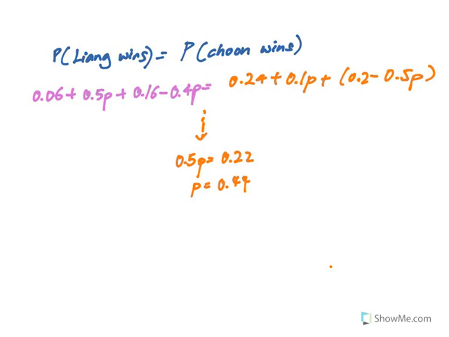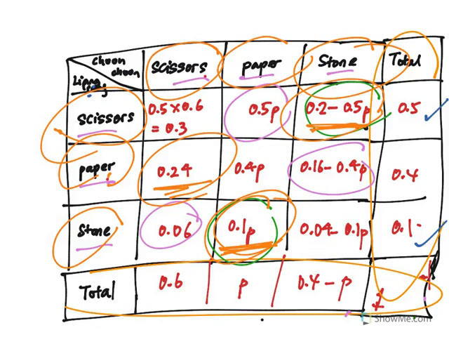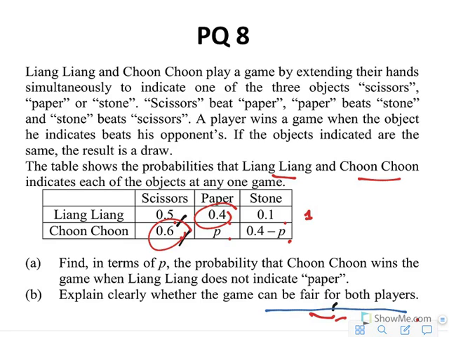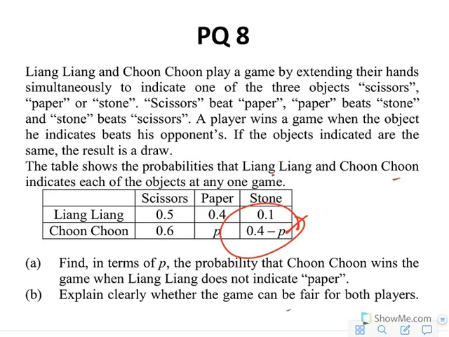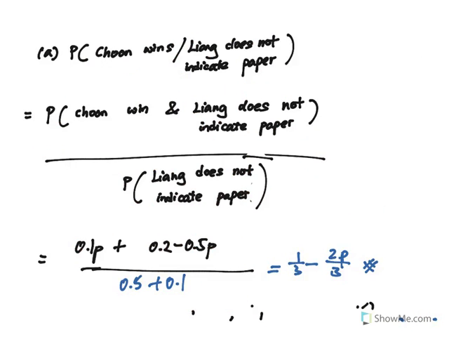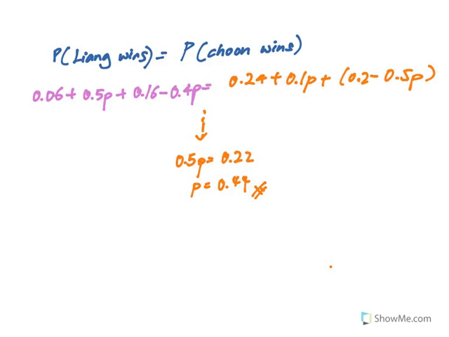So can the game be fair? Let's say you look at p equals 0.44. Then you look at the question, whether it fulfills all the equations. You can see straight away that the equation it defies is this one. If p is 0.44, this one will become negative, so that's impossible. You cannot have a negative probability. That means Liang's probability of winning would be negative, which is impossible.